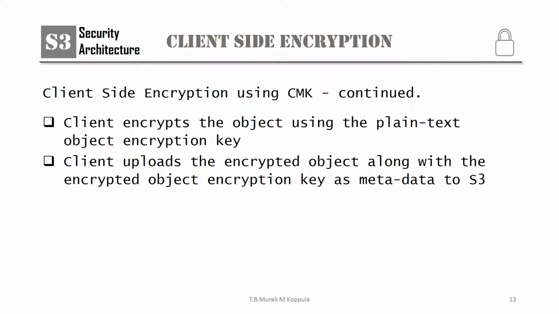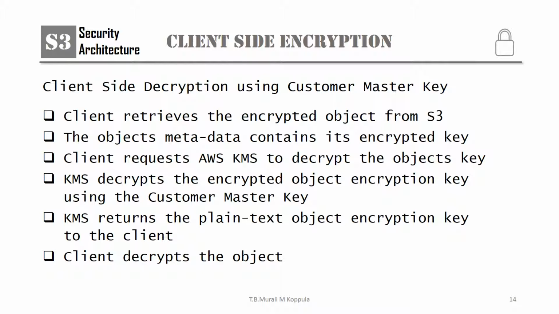The process of decrypting the object using customer master key is as follows. The client downloads the encrypted S3 object. It is in an encrypted form. The downloaded object also contains the ciphertext of the encryption key in its metadata. The client makes a request to the KMS to decrypt the encrypted object key by sending the ciphertext of the object encryption key and the customer master key. KMS returns the plaintext object encryption key. The client then decrypts the encrypted object using plaintext object encryption key.